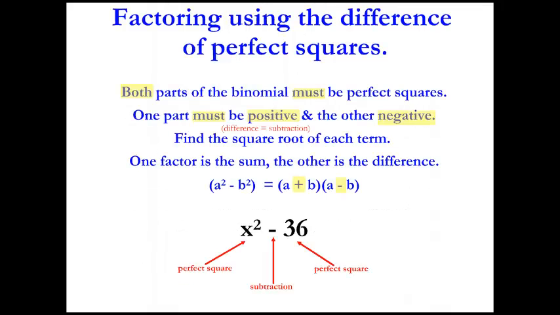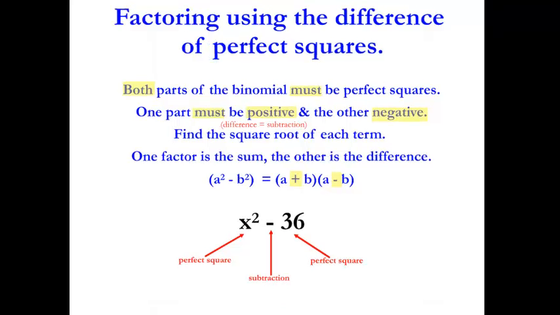I'm going to emphasize this again because we really have to be sure. Both parts of the binomial must be perfect squares, 1 part positive, 1 part negative. Find the square root of each term. Notice that one factor is going to be the sum of the square root of each of the terms, and one factor is going to be the difference of the square root of each of the terms.